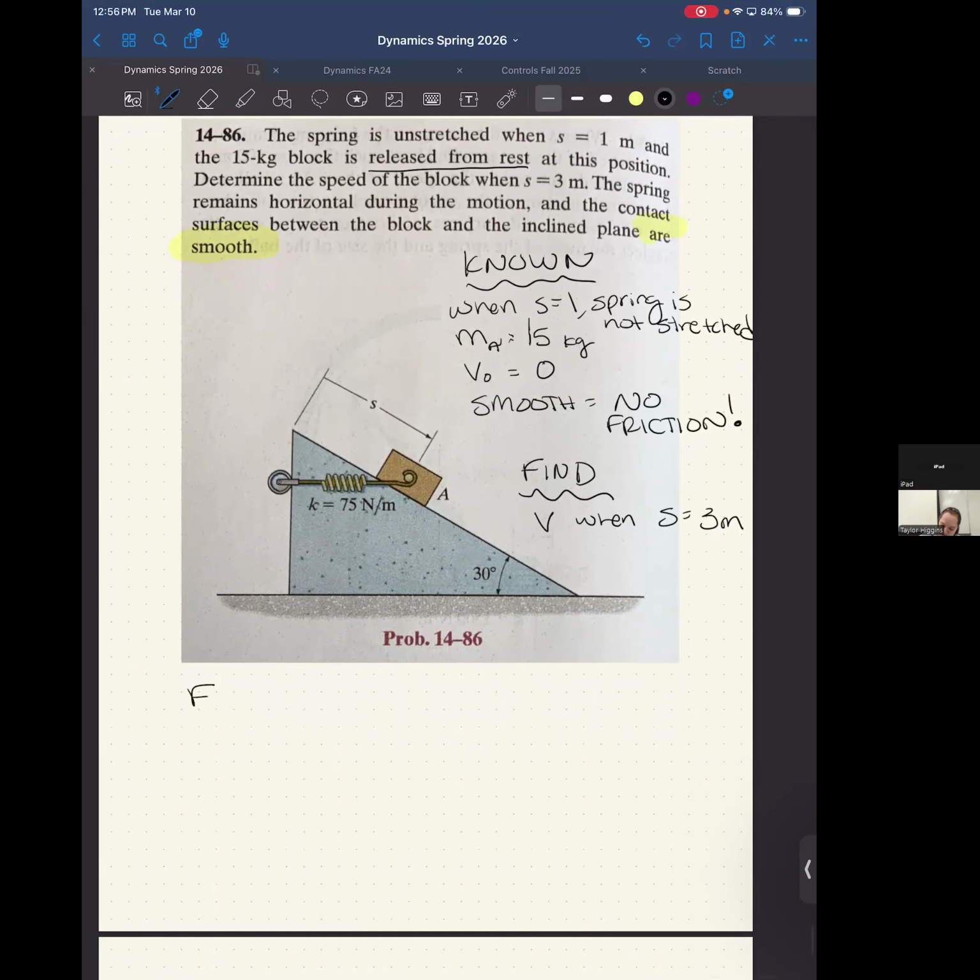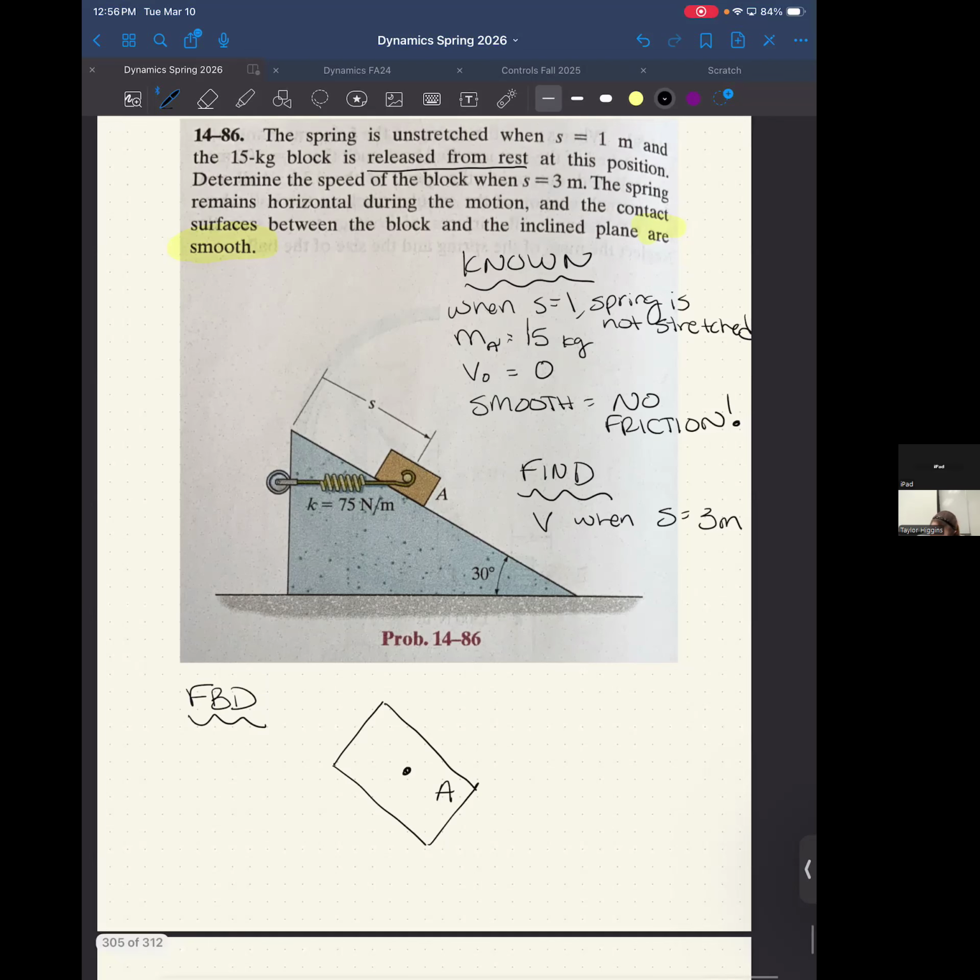Now let's do the free body diagram. I've got this block A that's on an incline. I've got this spring connected to the center. Got a normal force from the plane. And I've got some weight that's 15 kilograms times 9.81 meters per second squared.